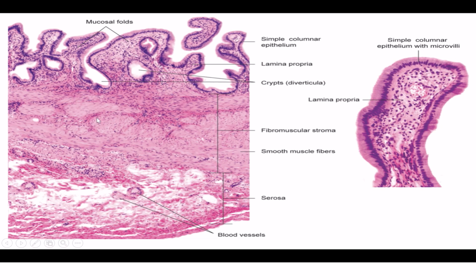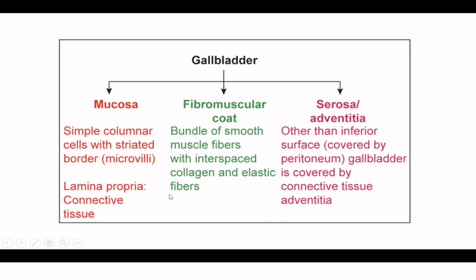So this is the slide how it appears. These are the mucosal folds. This is the lamina propria and the fibromuscular coat. This is serosa. So mucosa has simple columnar cells with striated border. Lamina propria will have connective tissue, no lymphatics. Fibromuscular coat has bundles of smooth muscle fibers with interspaced collagen and elastic fibers. Serosa or adventitia: other than the inferior surface, gallbladder is covered by connective tissue adventitia.